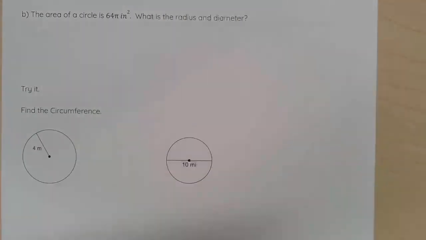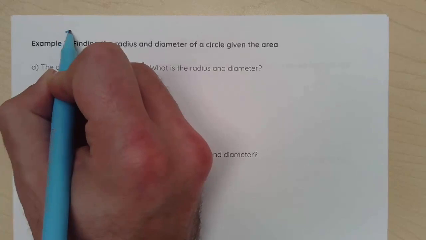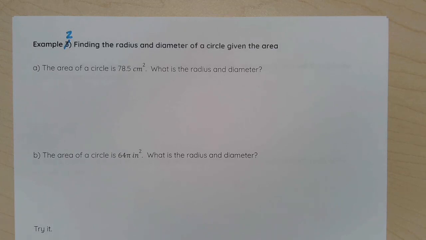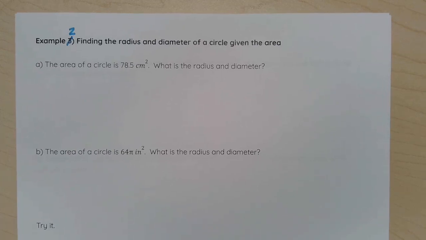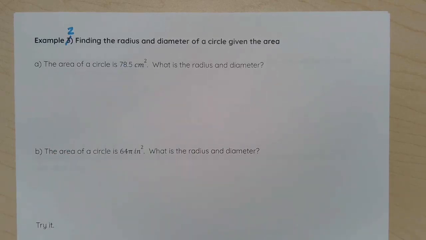Looking at example 2. Now we're going to look at finding the radius and diameter if we are given the area. So this is similar to what we did with circumference. The area of a circle is 78.5 centimeters squared. What is the radius and the diameter?